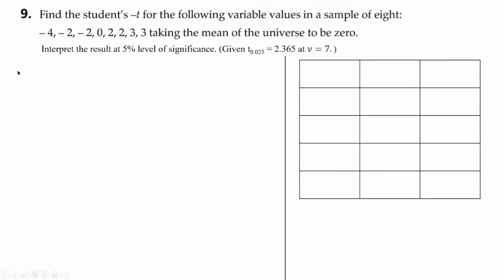Now let us see an example where we have to use one sample t-test when the sample data is given. Find the student's t for the following variable values in a sample of 8: minus 4, minus 2, minus 2, 0, 2, 2, 3, 3, taking the mean of the universe to be 0. This question was also taken from Oswald's sample paper and I have added one more question. Interpret the result at 5% level of significance. Given t 0.025 equal to 2.365 at nu equal to 7. So for 7 degrees of freedom, the critical t value, that is the area in one tail, is 2.365.